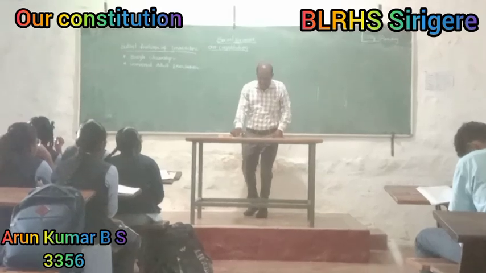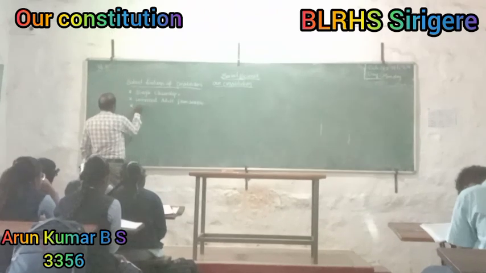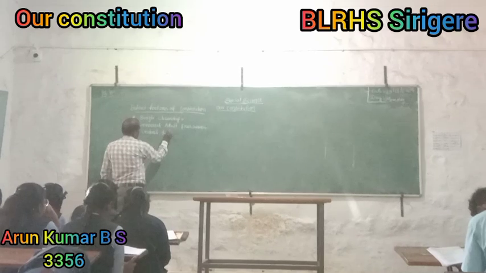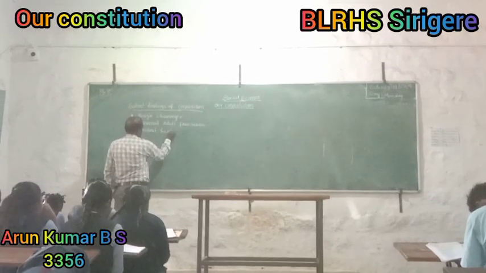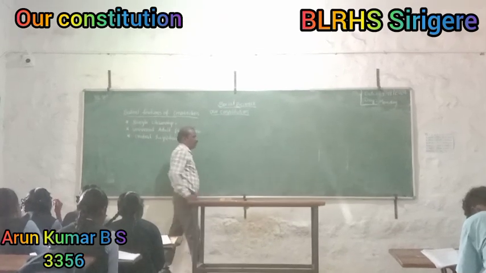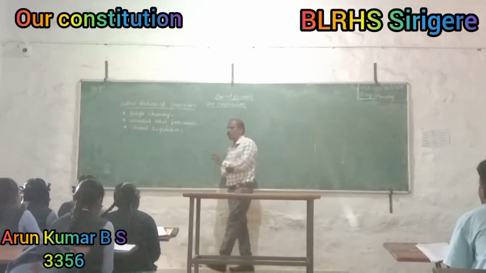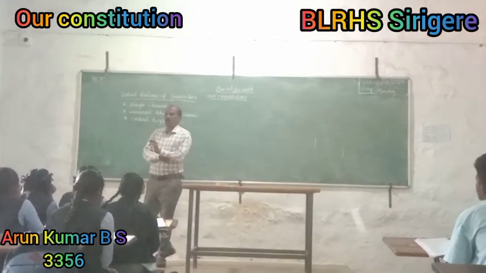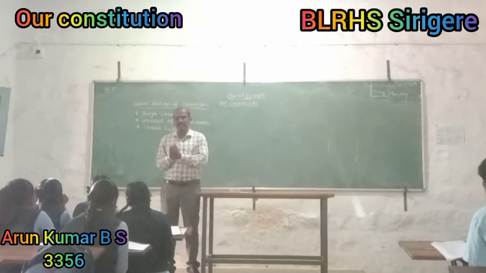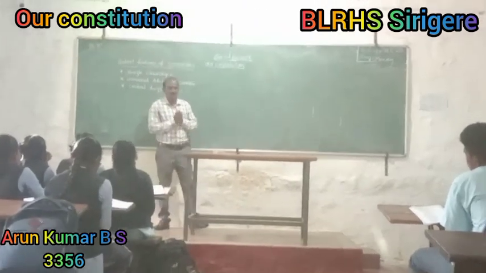Next, central legislature. So we have adopted the parliamentary type of system of government. Our parliament has two houses. One is the lower house, called the Lok Sabha. And another one is the upper house, called the Rajya Sabha.